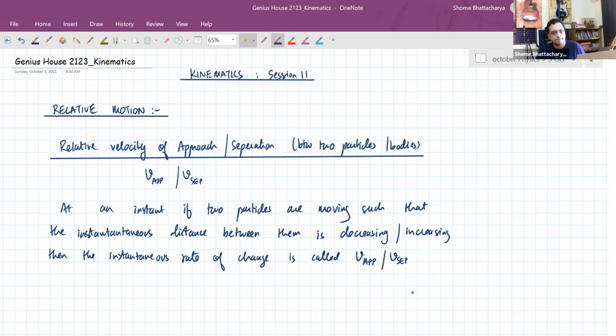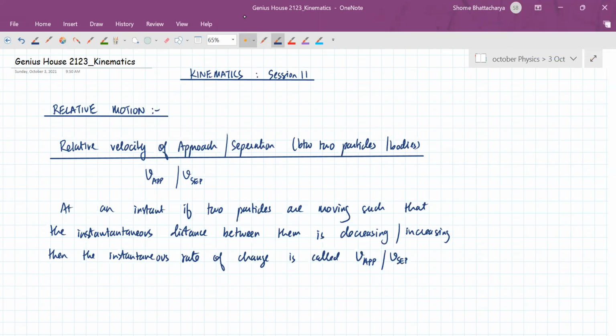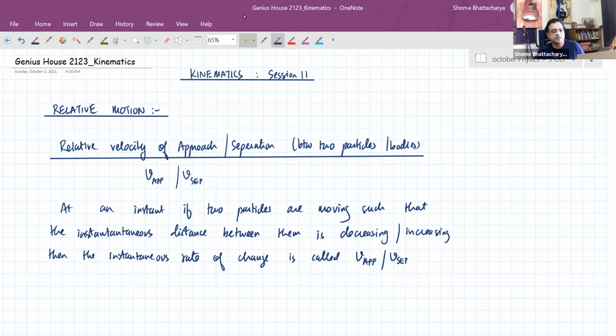Yes, Beta. So this won't apply in the cases where objects are moving in the same direction with the same velocity? In that case, it might become zero. If two objects have identical velocity, then their relative velocity is zero. If their velocity vectors are identical, both in magnitude and direction, that means there is no relative motion between them. The distance between them is not changing. So yes, it will not apply, or you can just say that the value of V approach or V separation becomes zero in that case.